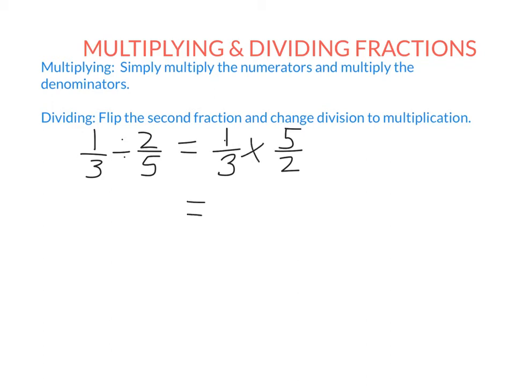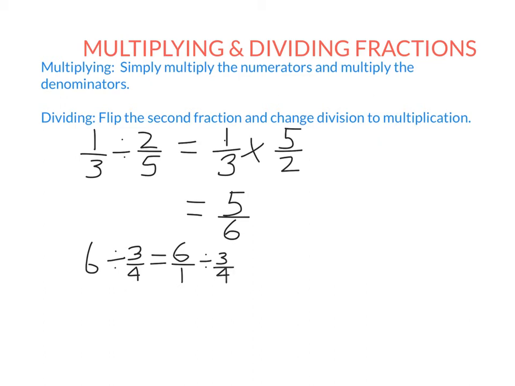And then we just do it as normal. We multiply the tops. 1 times 5 is 5. And then 3 times 2 is 6. How easy is that? So what about if I had something like 6 divided by 3/4? So this might look a bit different because here we have a whole number rather than a fraction. So when you have a whole number and a fraction and you need to add, subtract, multiply or divide, just write the whole number over 1. 6 is the same as 6 over 1. So this is 6 over 1 divided by 3/4.